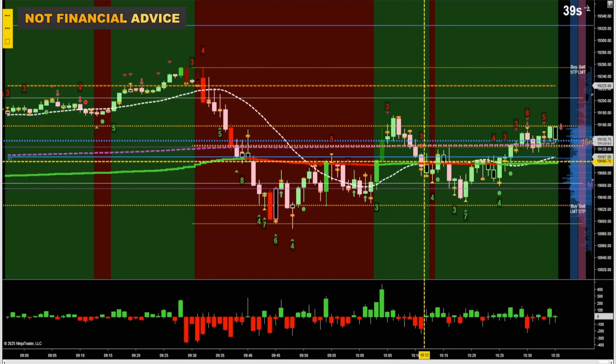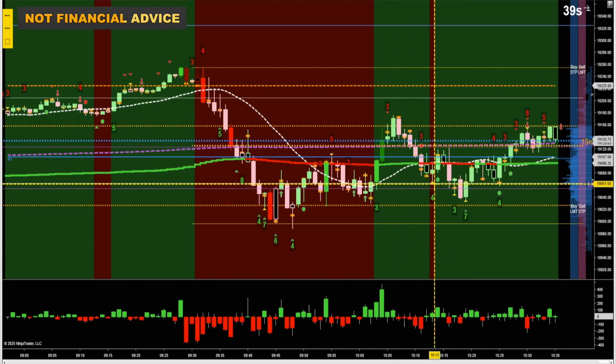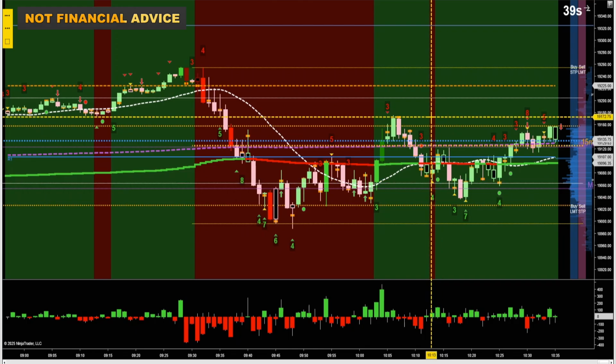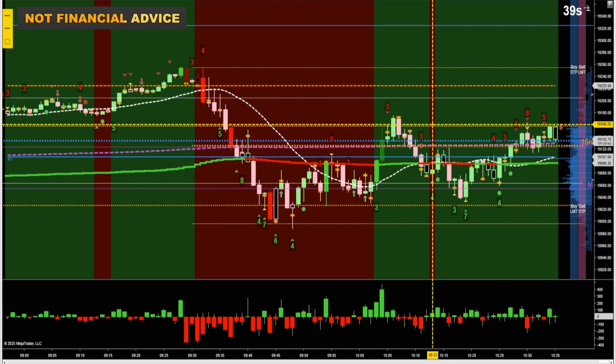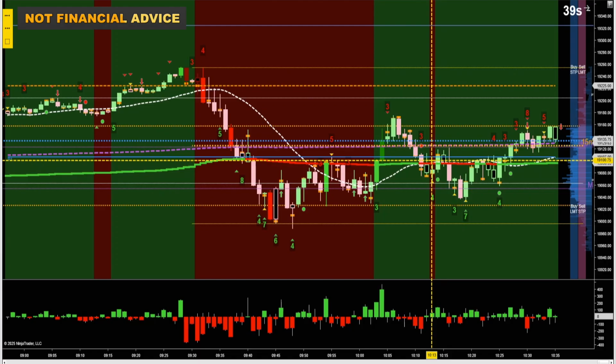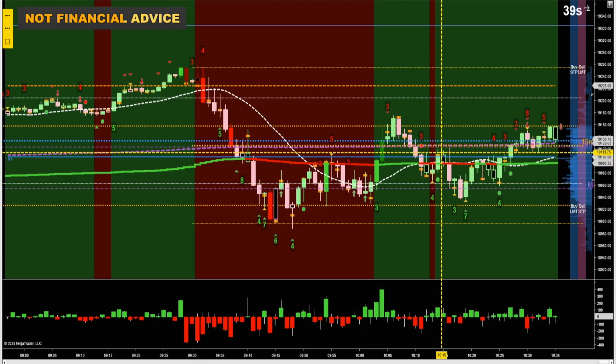We get a nice pullback right back to VWAP. Here's some cumulative delta divergence. The cumulative delta trend core turned red here. Kind of some mixed signals. Nothing that would make me really want to jump into a trade. However, if you did go for a scalp long above VWAP, it did pop up about 20 points there.